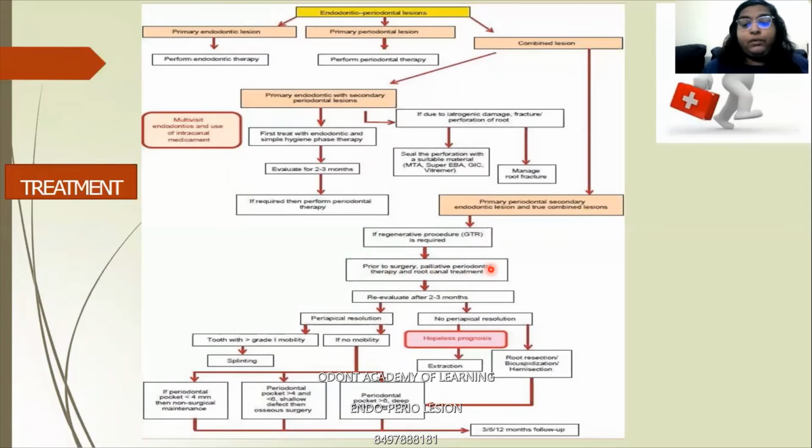So the first thing we do is scaling and root planing and curettage, and then we do root canal therapy. After that, if necessary, we go for GTR. Then again, we reevaluate after 2 to 3 months.